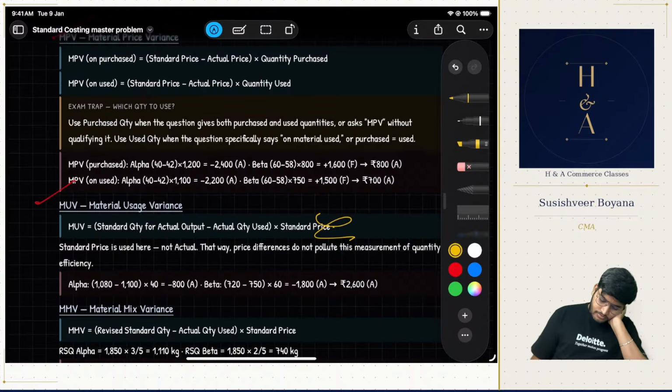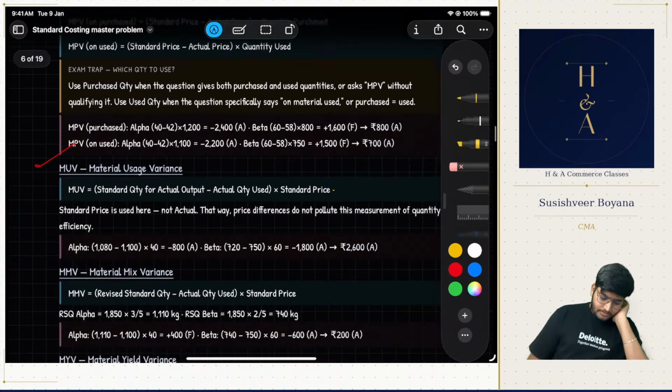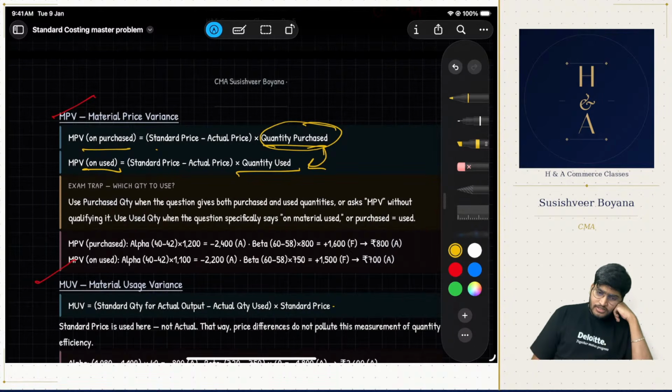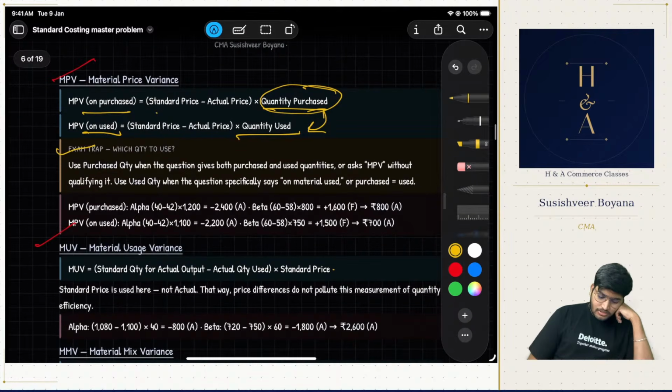Okay, right. Material price variance on purchased or on used? So understand something. Quantity purchased is going to be different from quantity used. You have purchased more, but you have used less. There could be a difference. This is where the exam trap is: which quantity to use and when to use the different formulas.